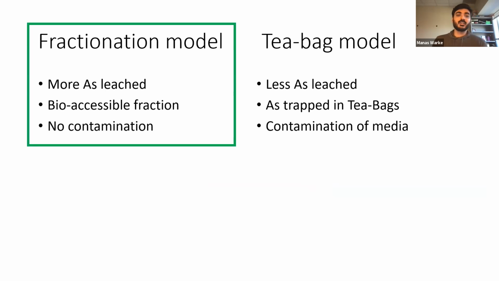So comparing the two models, we favored the fractionation model because there was no arsenic being trapped in the tea bags or any other medium. We targeted the bioaccessible fraction, which was a more logical approach, and there was no contamination in the media, and the cells grew just fine.